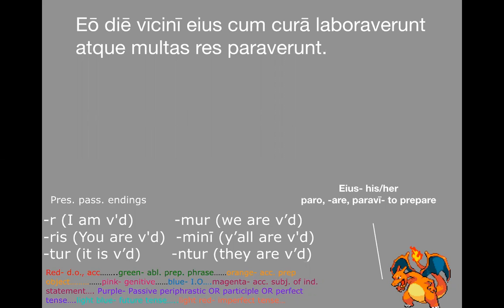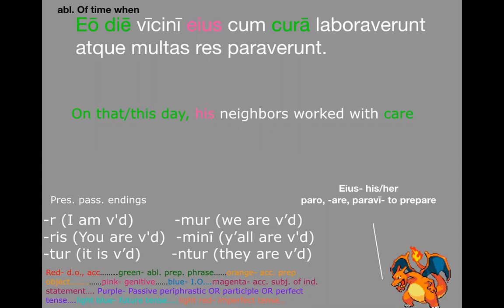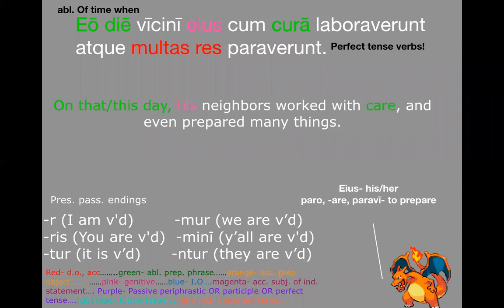And then our first verb is worked, laboraverunt from laboro, laborare, laboravi, which is perfect tense. On this day, his or her neighbors worked. There's an ablative of time when worked with care. Cum cura, another ablative of manner. Atque, don't get thrown off on atque. It just means and, or and also, or and even. Either way. And also, what else did they do? Paraverunt at the end. We haven't seen paro, parare a ton, but it means to prepare. It's also perfect tense. So they worked with care and they also prepared many things.